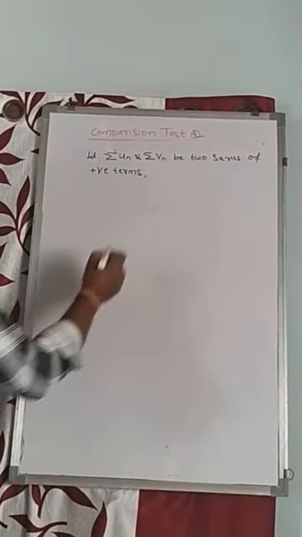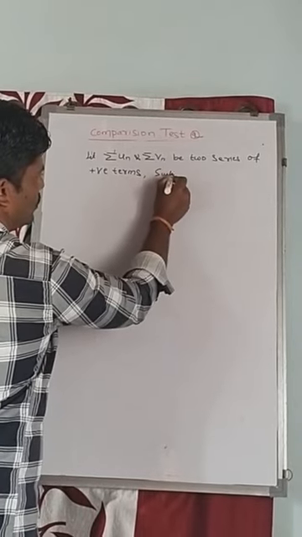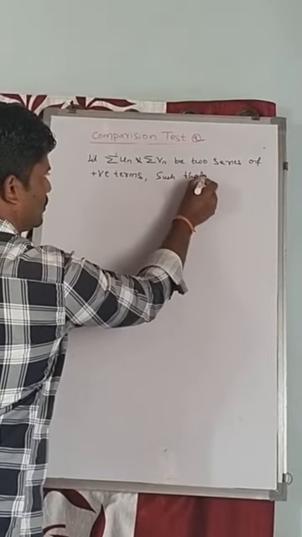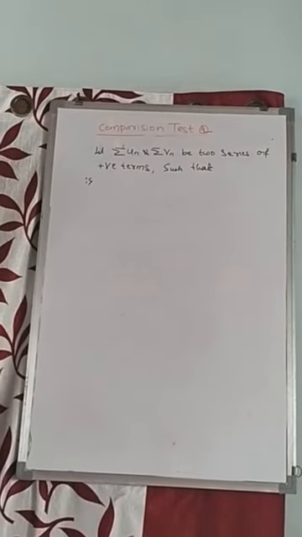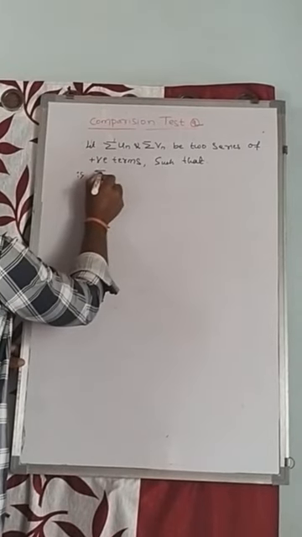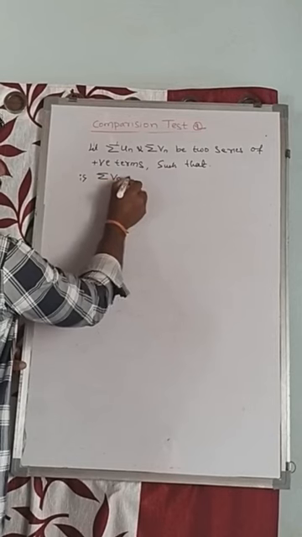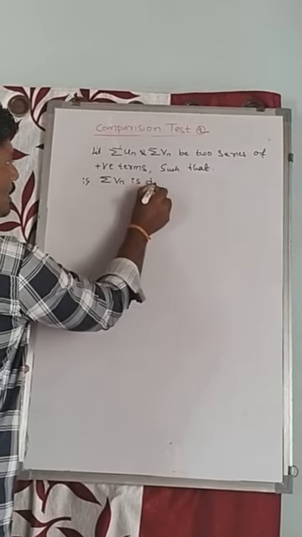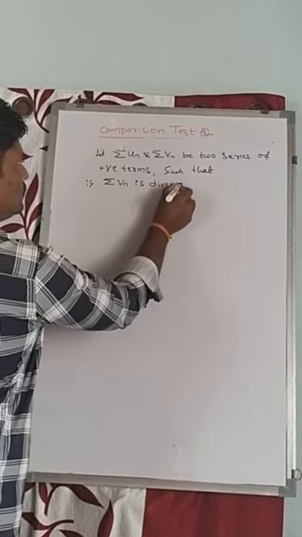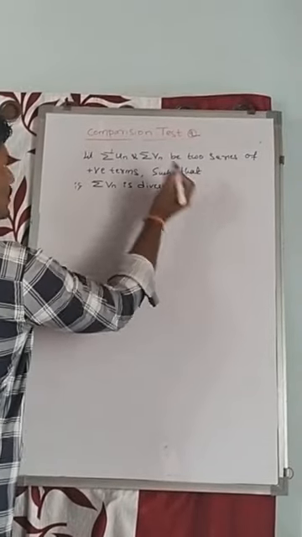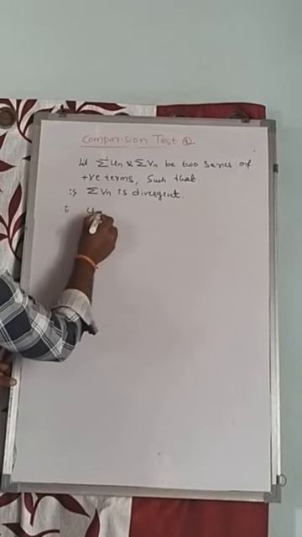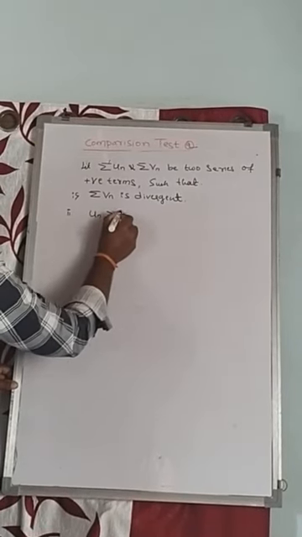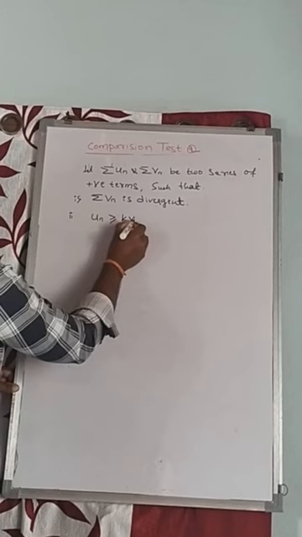such that, first condition, summation of vn is divergent. Second condition, un is greater than or equal to k into vn.